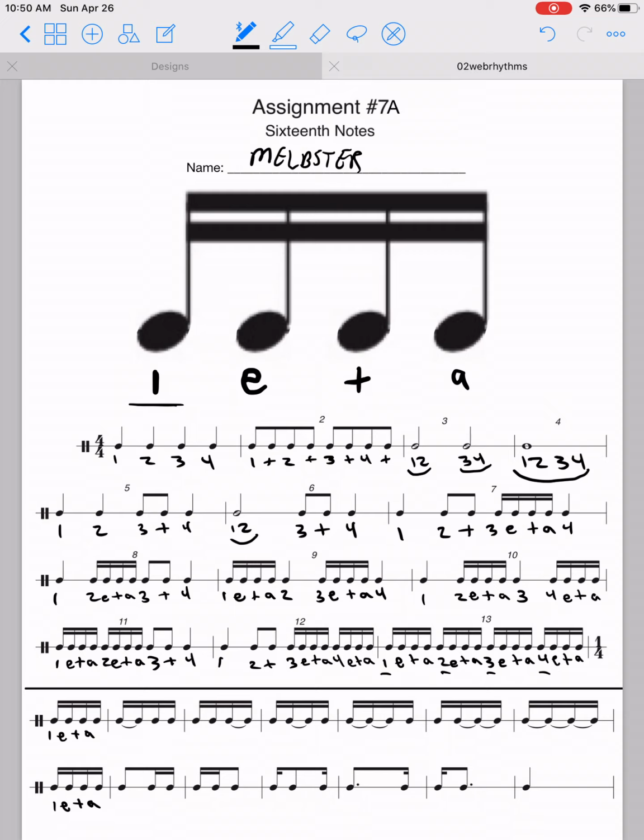16th notes don't always have to come in groups of 4. They can come in groups of 2, 3, or even 1. Today we're just going to see groupings of 1 and 2 16th notes to go along with the 4 16th notes that we already know about.